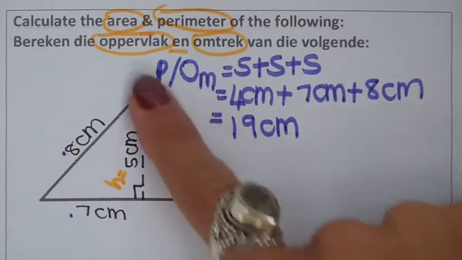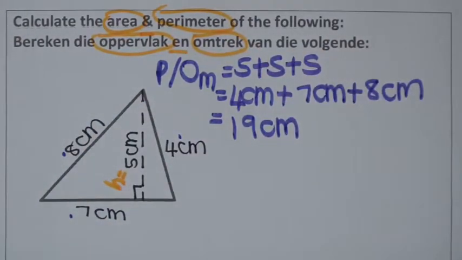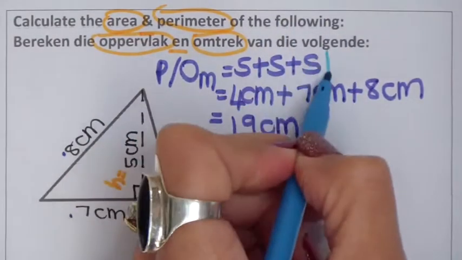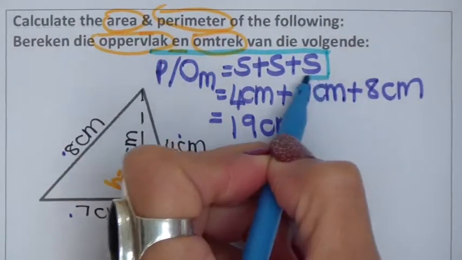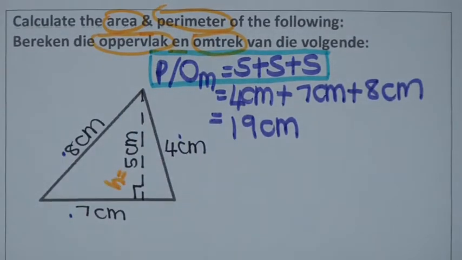Die omtrek is dan 19 centimeter. And you can just write down, when you start working out the perimeter of a triangle, side plus side plus side.